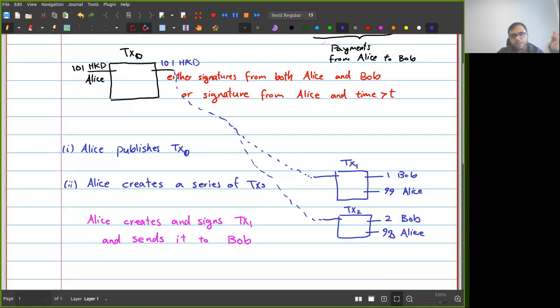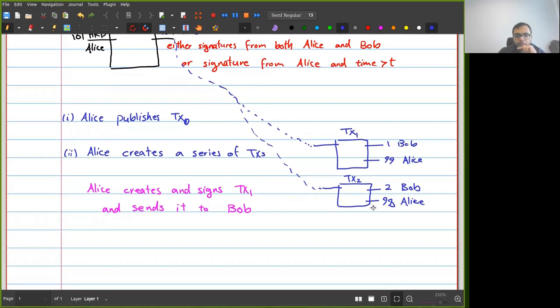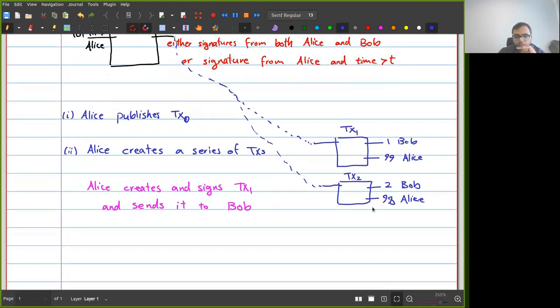Right? So this ensures that I'm using 101 as input and I have the sum of my outputs equal to 100. So 1 unit is going to be paid as a transaction fee, let's say. Now, okay. So again, Alice can create this transaction too, just as before.